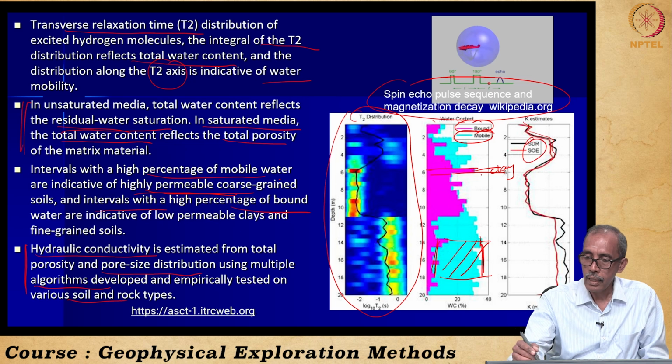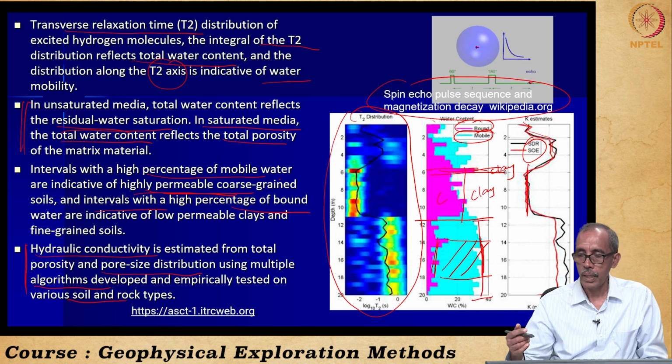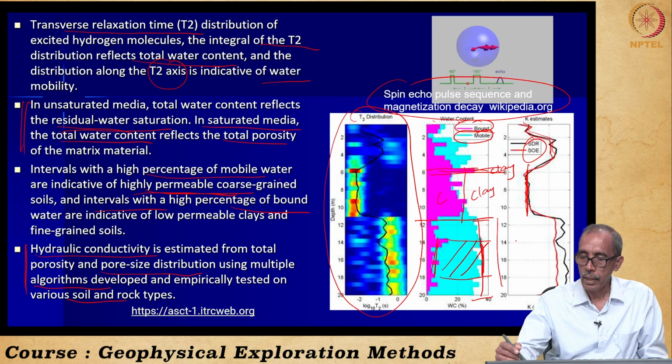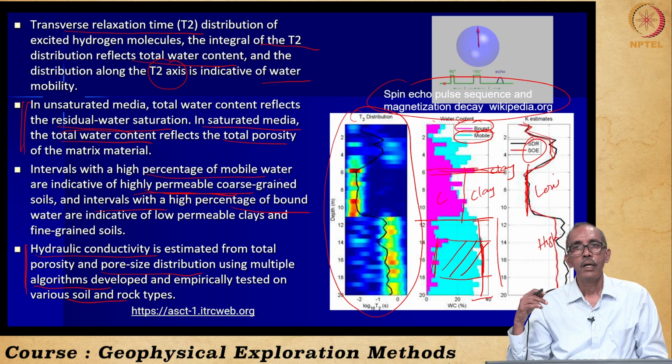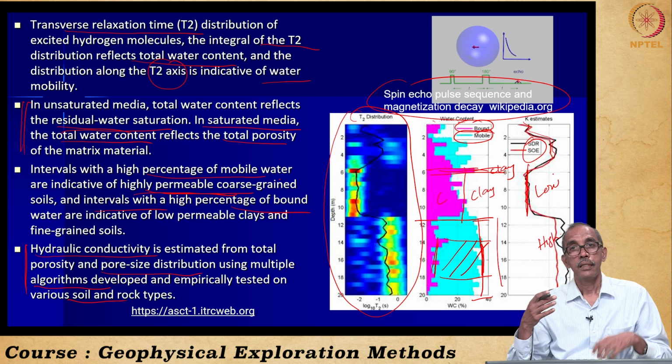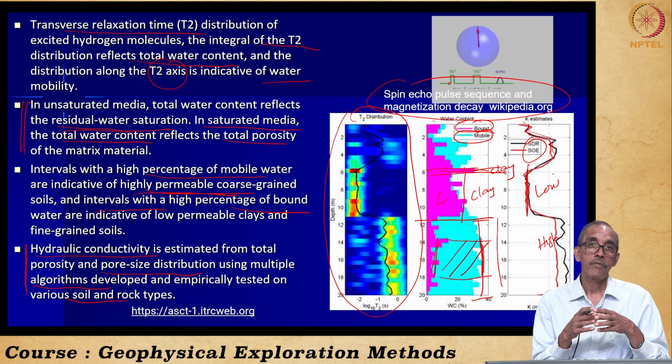As we had seen, wherever the bound water is more, we are going to infer that as clay formation. Obviously, in clay, hydraulic conductivity is less. Here in this zone, where the mobile water content is much higher, the K value is high. High K here, low K here. So this is how nuclear magnetic resonance logging helps us understand the porosity of the formation below the surface of the earth, right?